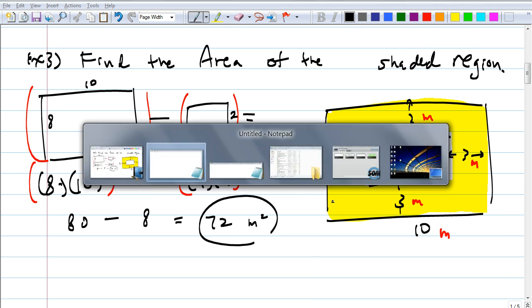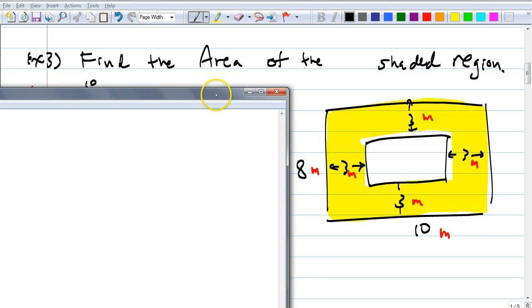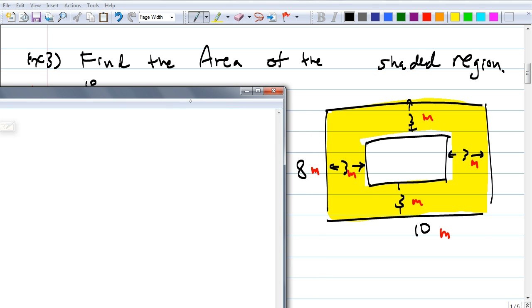So let's go on to the next. So how about something like this? They say find the area of the shaded region. Now this time the shaded region is a little bit different than before. I'm not talking about the rectangle anymore. What am I talking about in this case?